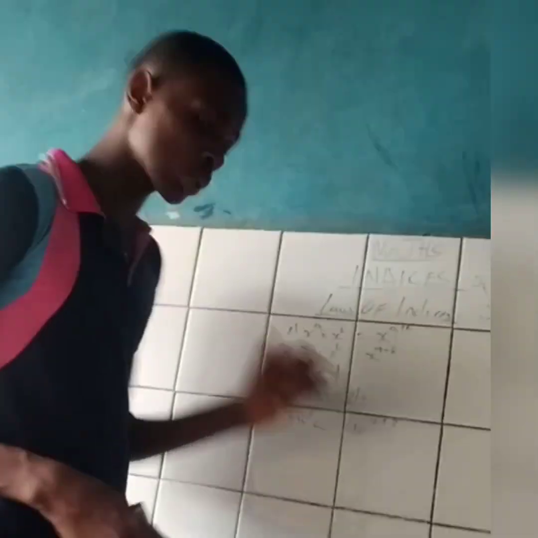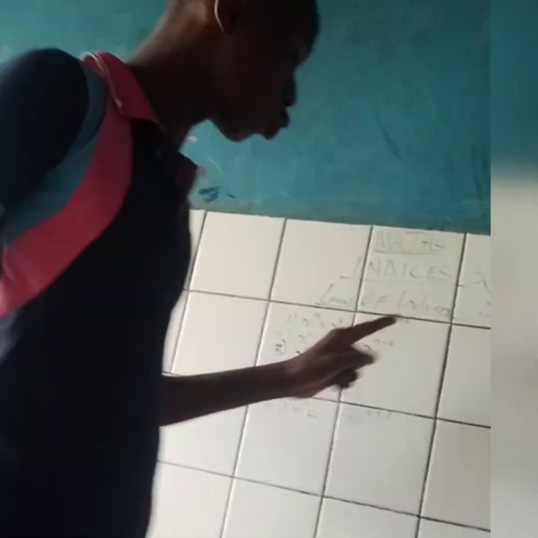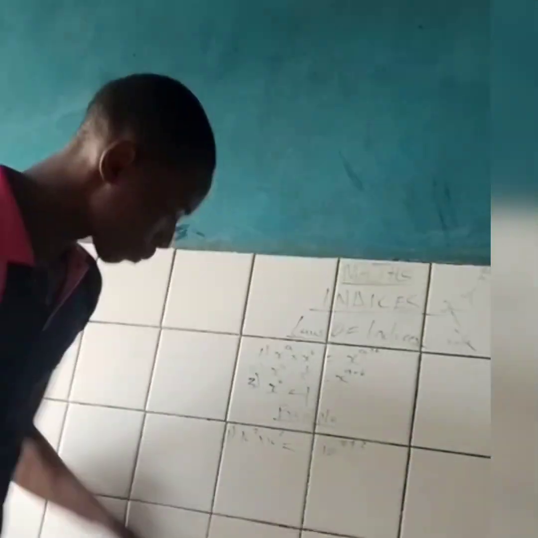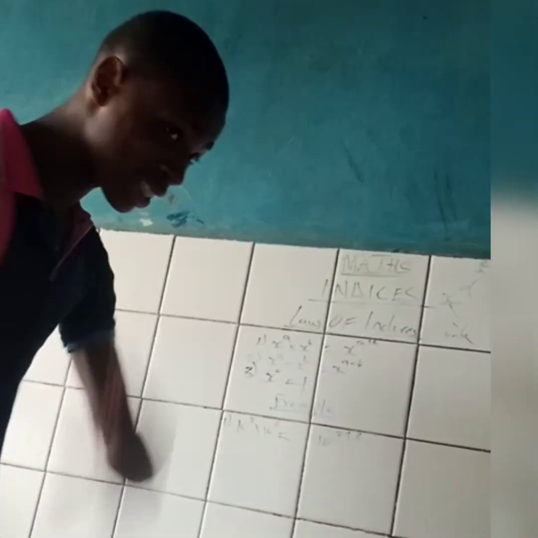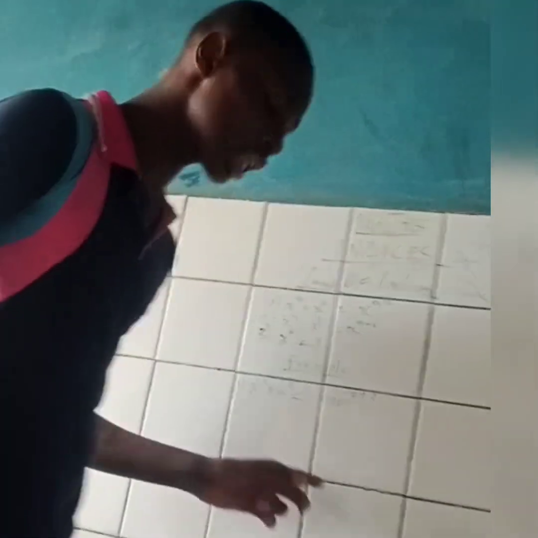Our base is the same and the sign that is there is times, it is not divide. So we choose one of the base and we add the power. So our answer is 10 raised to power 2 plus 3.